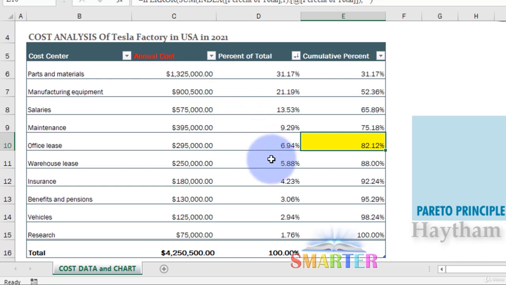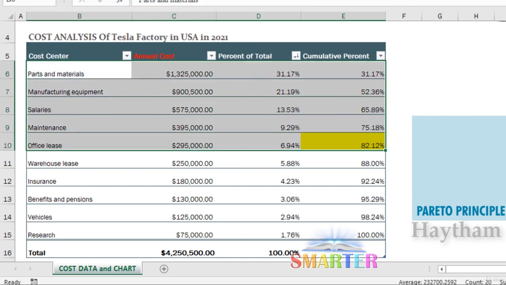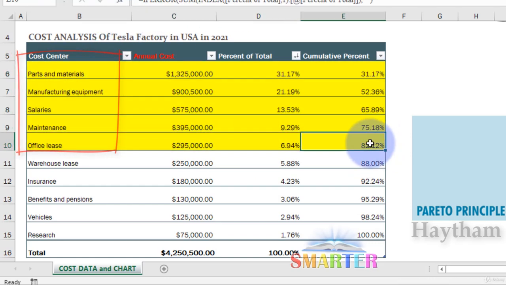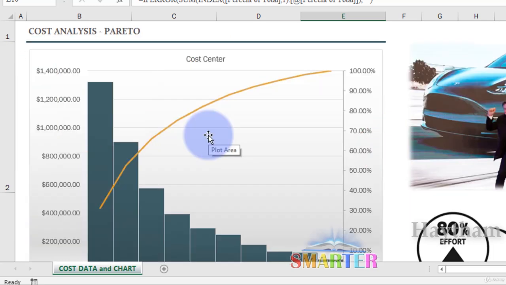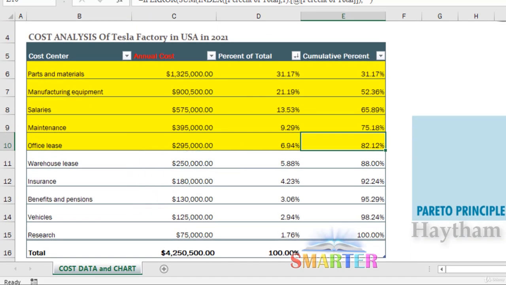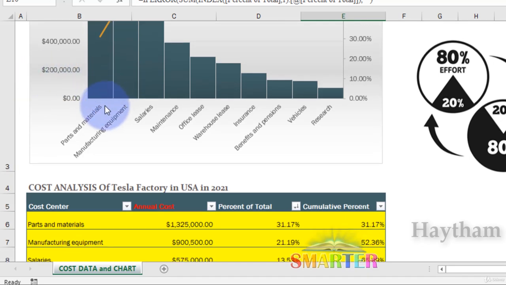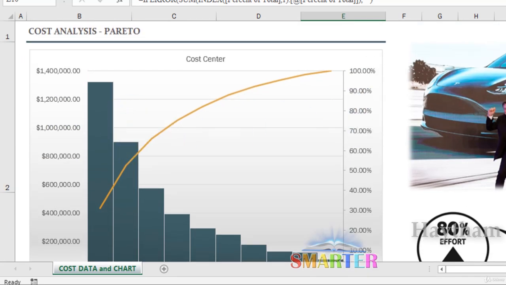So the most important cost centers are these yellow shaded items. Why? Because these items represent 80% of the cumulative percentage and 80% of the total cost. Here is the presentation of this data as a Pareto analysis chart, with the different cost items. The most important item is parts and materials, representing about 31%.